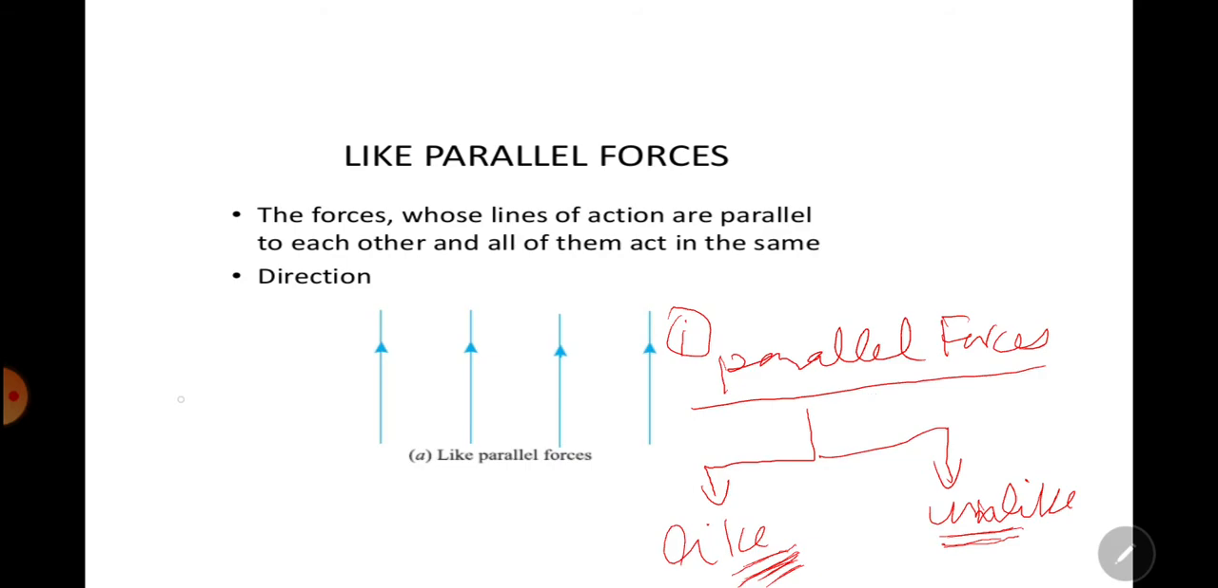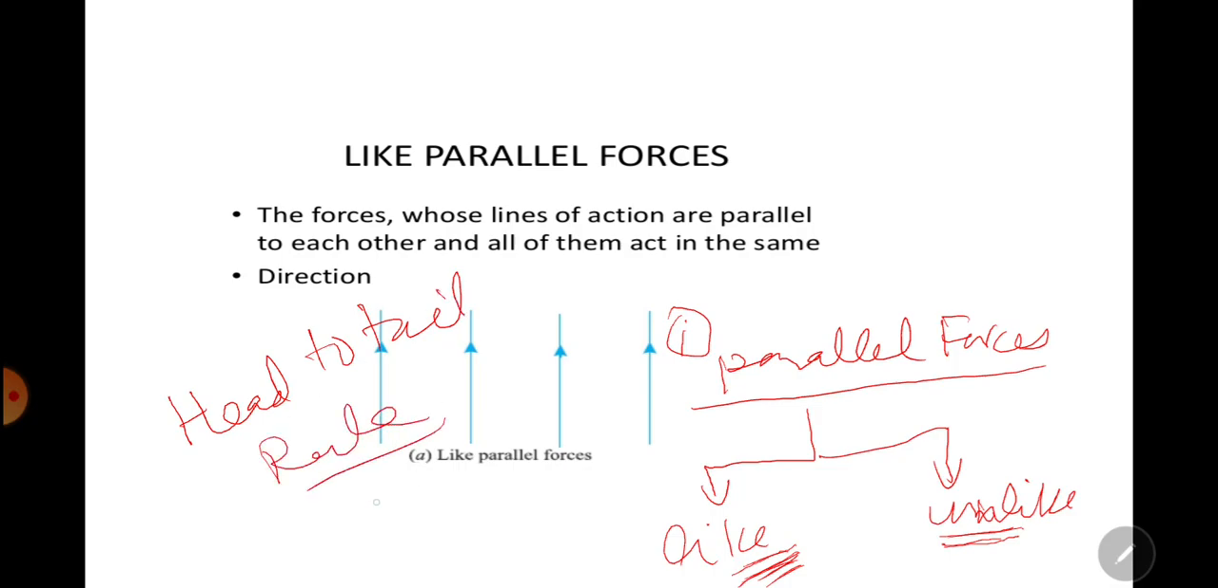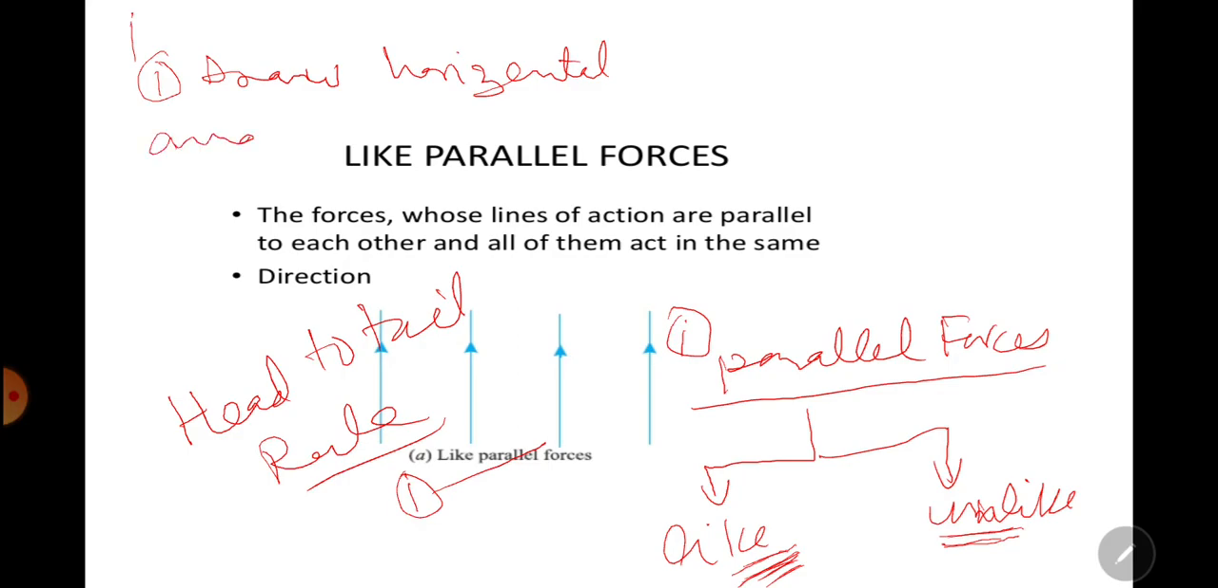Then we did the addition of vectors. We add vectors by the head to tail rule. In the head to tail rule we follow 4 steps. In the first step, draw horizontal and vertical lines.